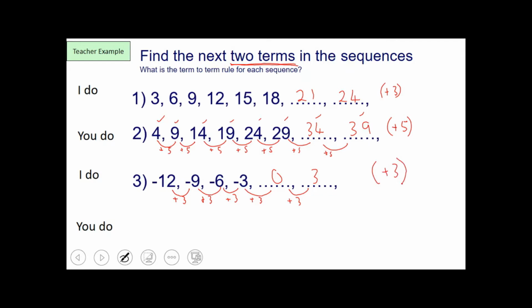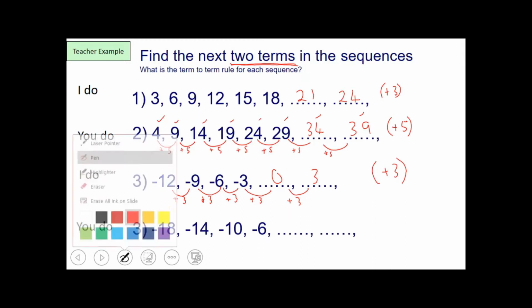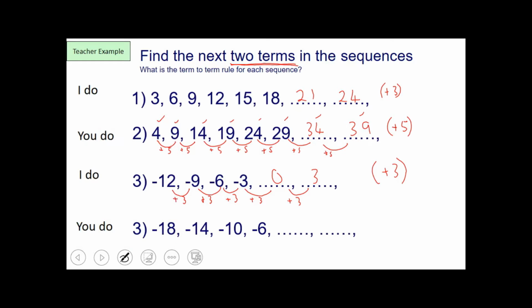What I want you to do for the next question is pause the video and have a go. So pause the video now, please. Right, what you should have noticed is that every time the numbers are being added by 4. So we're adding 4 every time. Minus 6 plus 4 is going to give me minus 2. And if I add 4 again, that gives me a positive 2. And what you should have written down as the rule is adding 4 every single time.